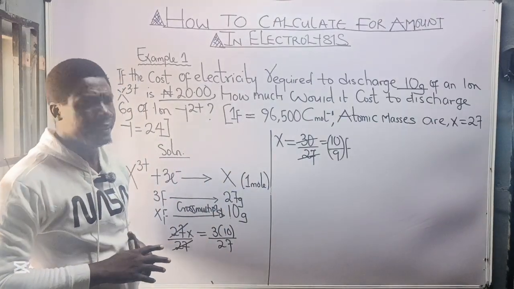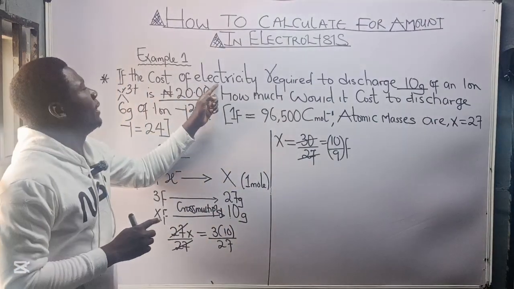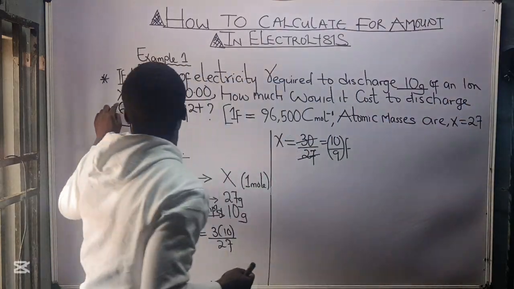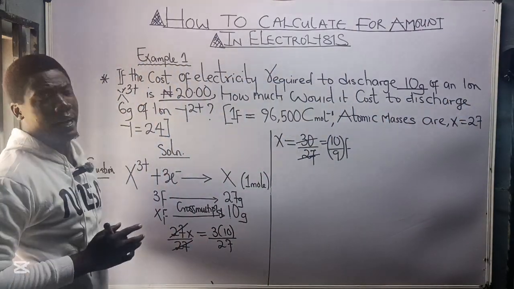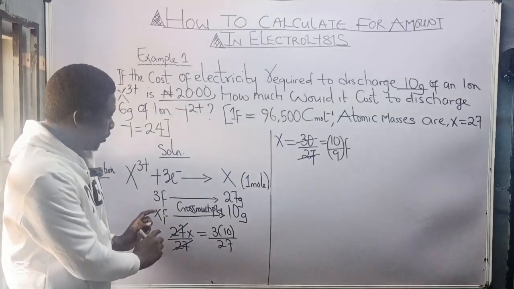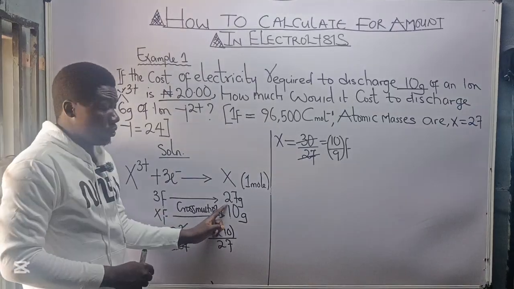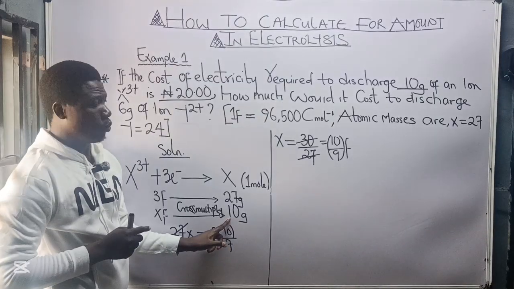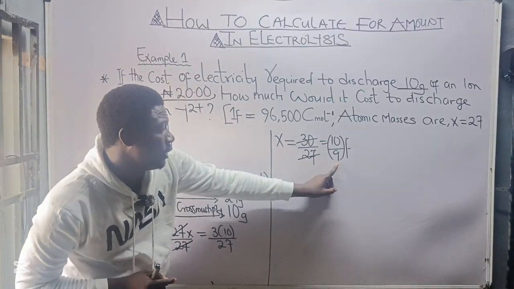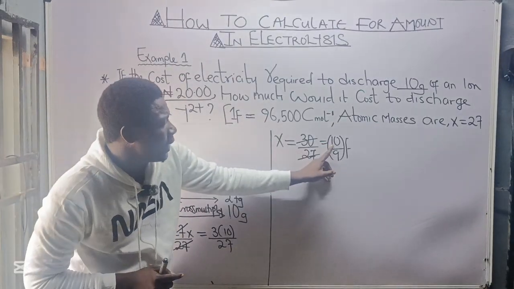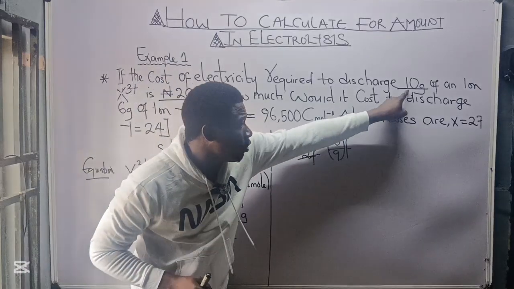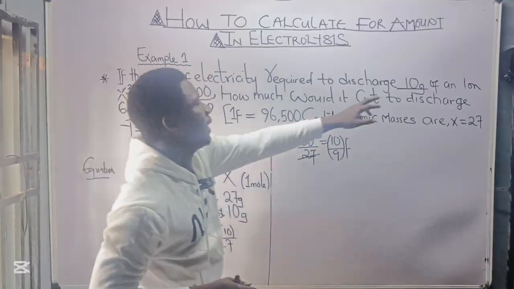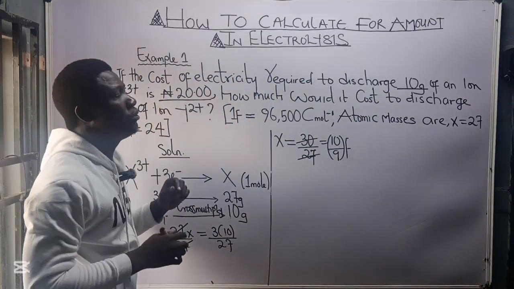If the cost of electricity required to discharge 10 grams of the ion, X raised to the power of 3 plus, is 20 naira, we did the balanced equation that showed us that 3 Faraday gave us 27 grams. So which Faraday will give us the 10 grams that is given to us in the question? That's what we have calculated: it is 10 over 9 Faraday that gave us this 10 grams. So if you relate it, you find out that for this 10 grams, the cost is what?